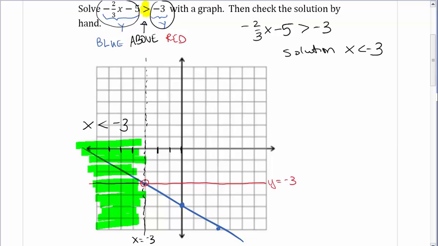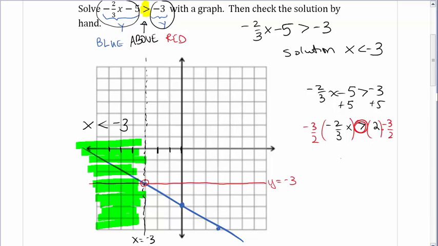Now if you solve that by hand using the techniques that you already learned, you would add 5 to both sides and get negative 2/3 x is greater than 2. And then you would multiply by the reciprocal, which is negative 3/2. But you need to remember that when you multiply by a negative, this thing flips. So you would end up with x is less than 2 times negative 3/2, which is negative 3. So that's the same solution. Okay, let's try another one with a graph.